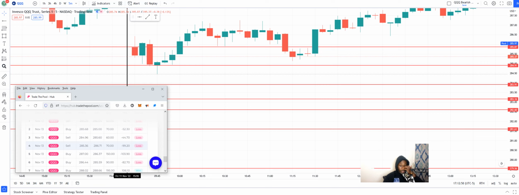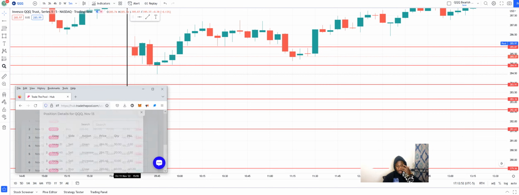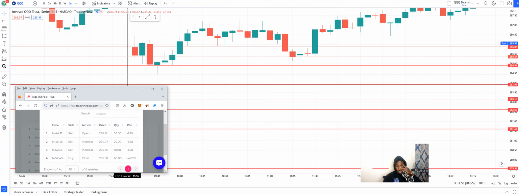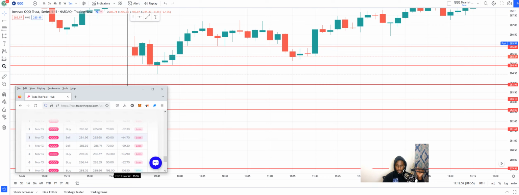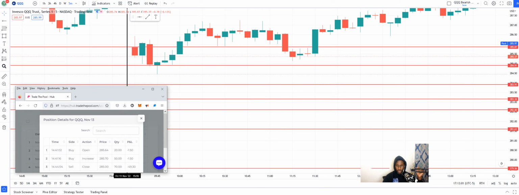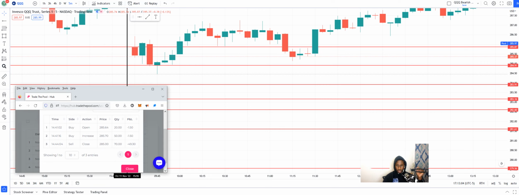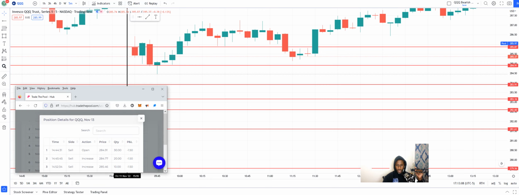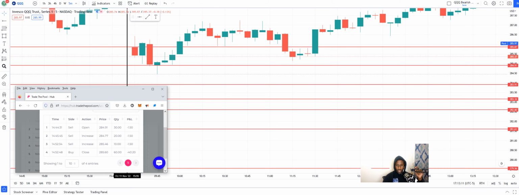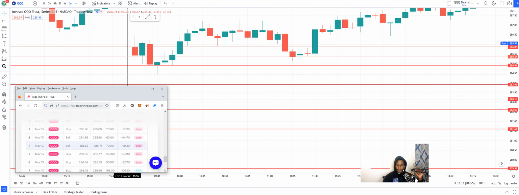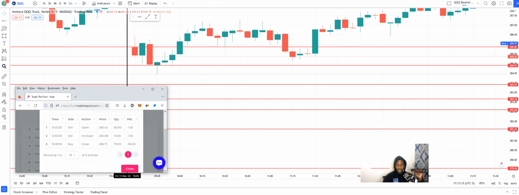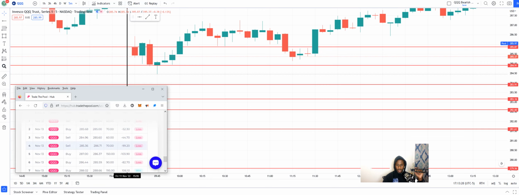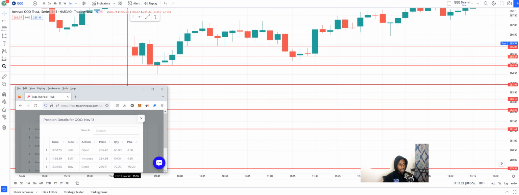So the next one, let me see what we've gone through already. Yeah, we went through this already, and then went through my more sell bias trades. So we have this one now, the 99 loss. Yeah, so let's check out this one. This one is the 99 loss.